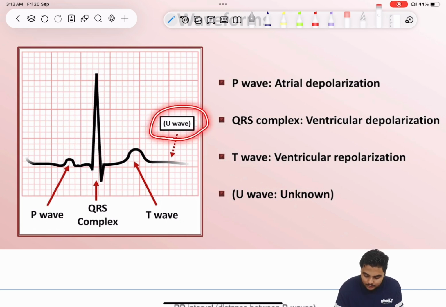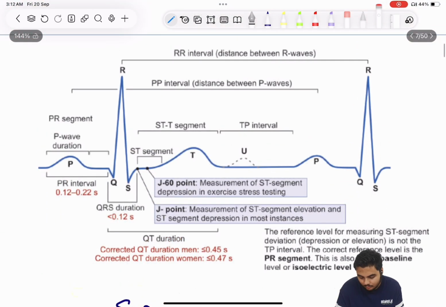We also have something called a U wave, which is seen in some specific conditions like hypokalemia, and it is seen following the T wave, right? So after the T wave, the U wave is usually seen in cases of hypokalemia, right?